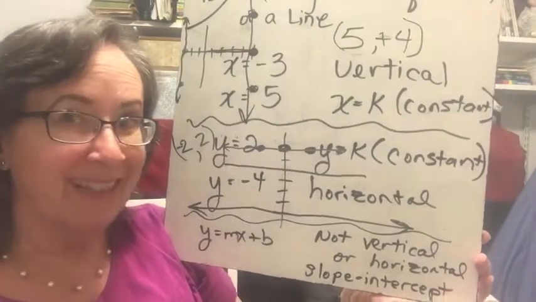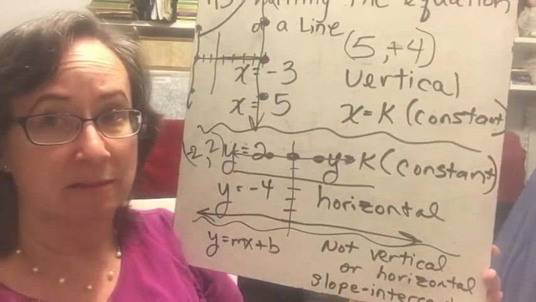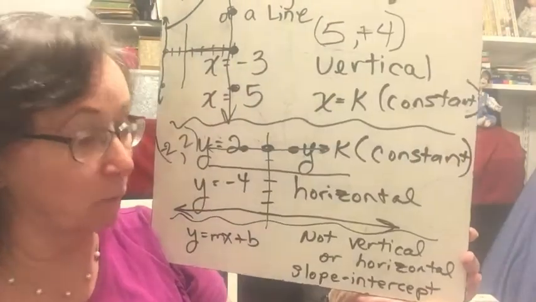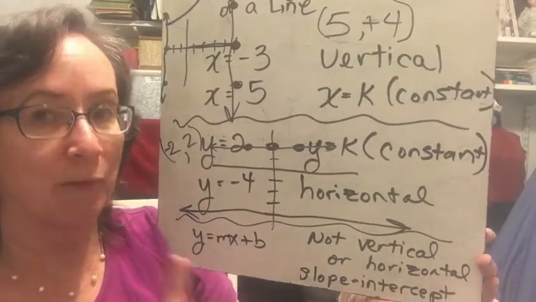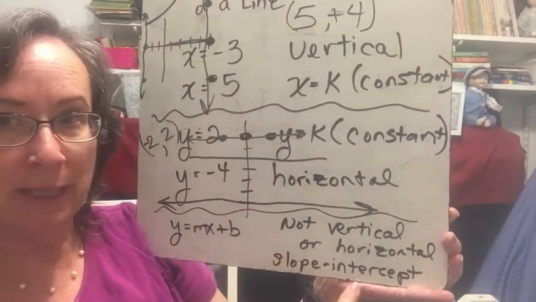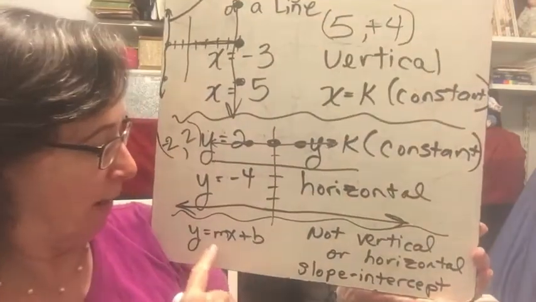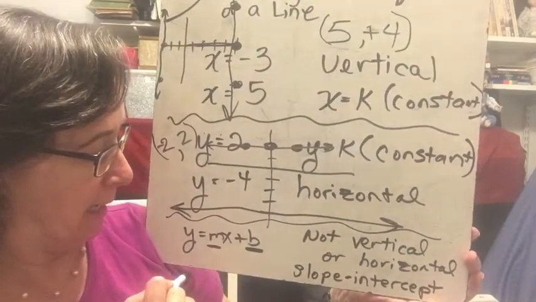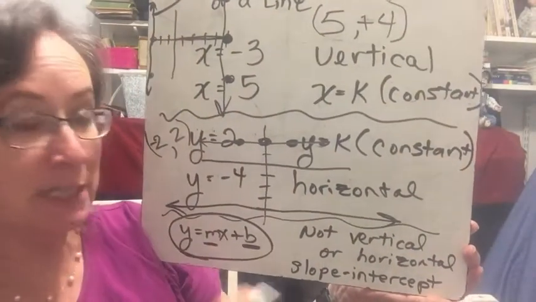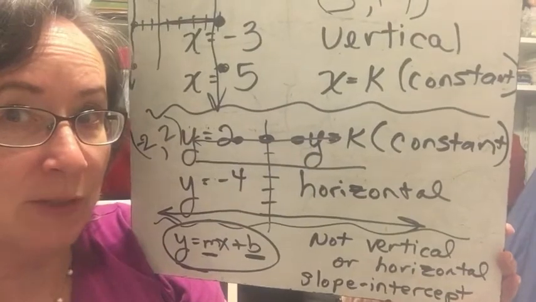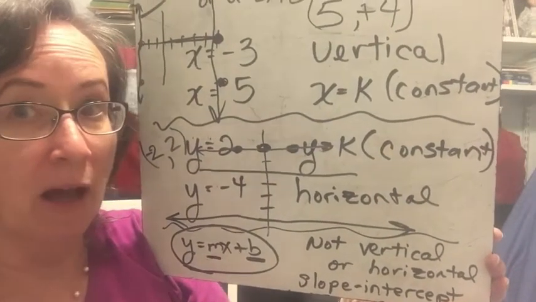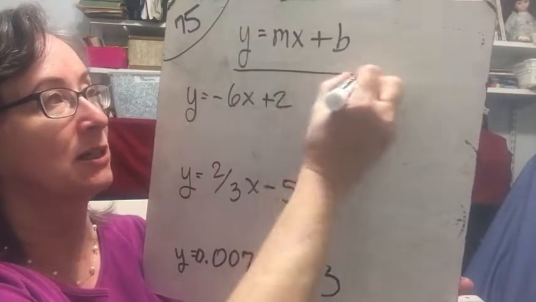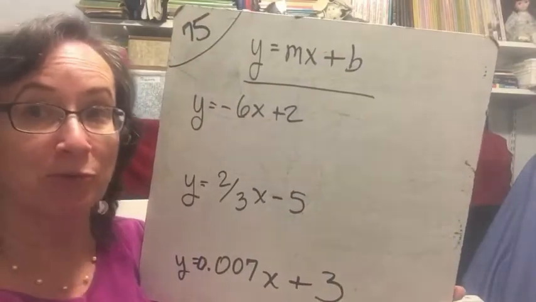So now we move on to lines that are not vertical or horizontal. And if they're not vertical or horizontal, we can always represent them in what is called slope-intercept form of the line, where the slope is m and the y-intercept is b, and y is equal to mx plus b is the slope-intercept form that we're going to talk about a whole bunch. Okay, so here is that very special equation, the slope-intercept form of the line.